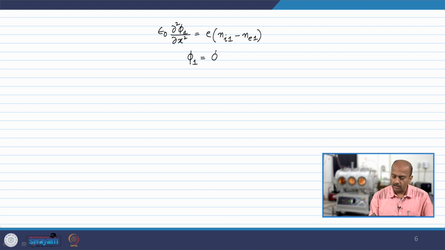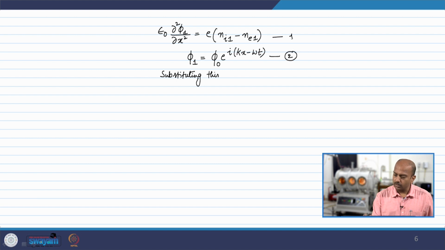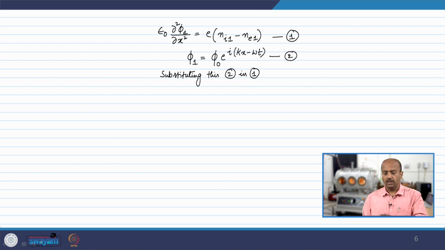So, phi1 is, let us say, phi0 e to the power of i(kx minus omega t). So, substituting this, let us call this equation 2, and this as 1. I am writing every step just so that you follow the mathematics while I am doing it, and it will be easy for you to understand the implication of these mathematical steps.